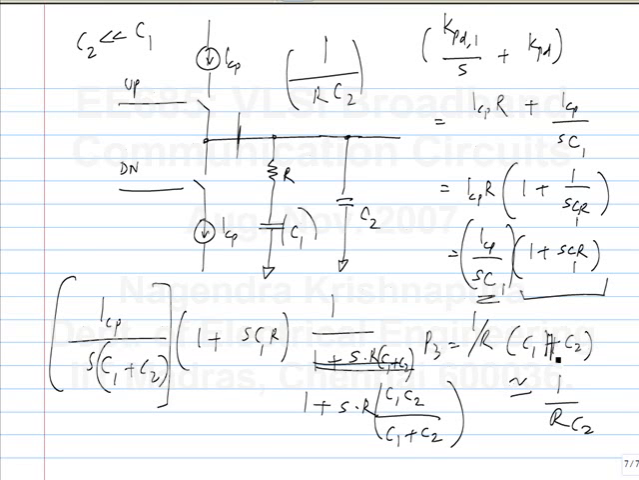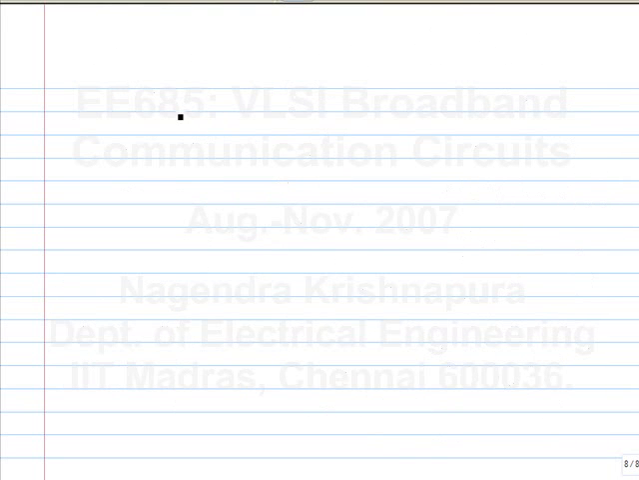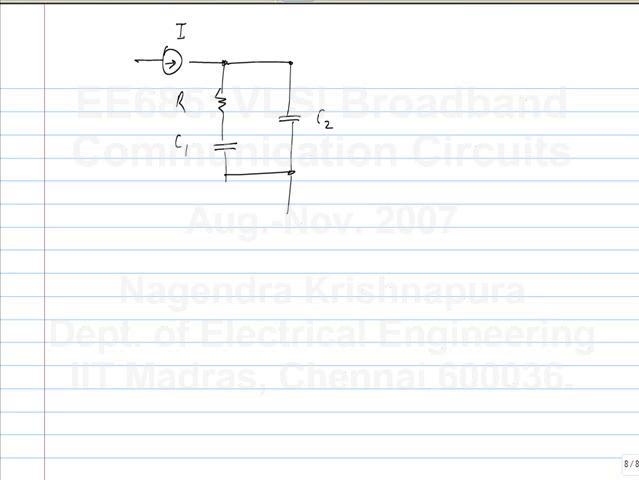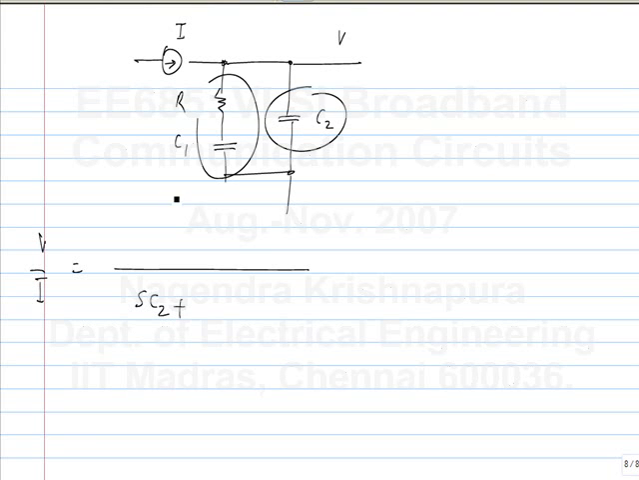The series combination of C1 and C2 is approximately C2. So this is an intuitive way to check the answer, but you can derive it quite easily. If you have a current source I and a voltage output V, V by I is simply the impedance of this part of the circuit. What is that? The impedance is the reciprocal of the sum of admittances. So this is the admittance of this branch. What's the admittance of this?